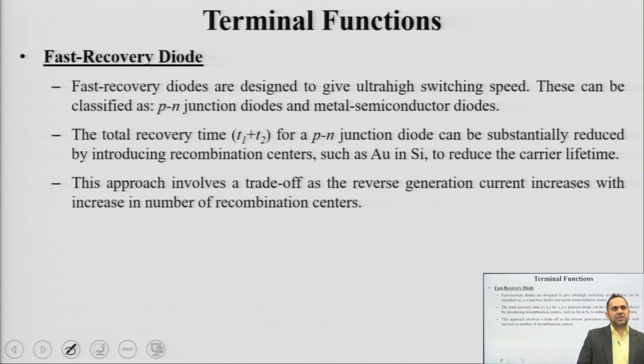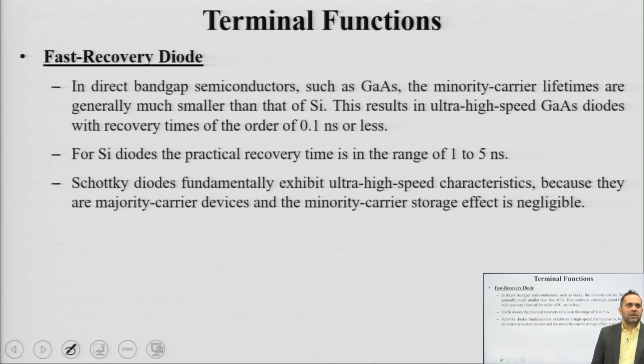These can be substantially reduced if you introduce things like recombination centers, like deliberate gold impurities in silicon. Gold will act as a recombination center, it will reduce your carrier lifetime. However, there is a trade off here, your reverse generation current also increases if you increase the number of recombination centers. So, you have to find an optimum scenario, right. This kind of terminal function is known as a fast recovery diode.